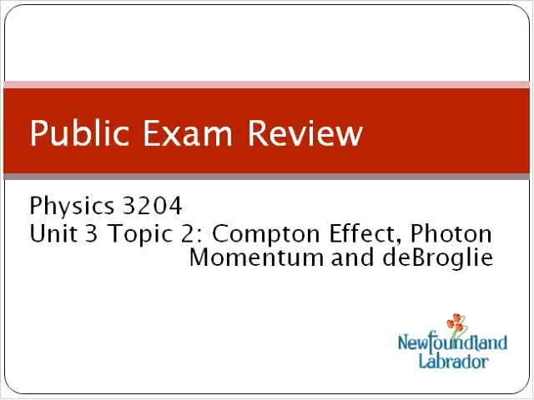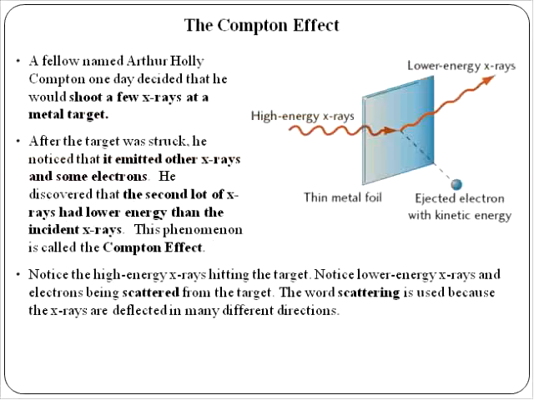So we're going to talk about Arthur Holly Compton. And one day he decided, for some reason, he was going to shoot some X-rays at a piece of thin metal foil, like a piece of tin foil, just to see what would happen. Because Compton had it in his head that if photons can knock electrons off the surface of a metal, then they must have momentum. So he developed this experiment where he shot high energy X-rays at a piece of foil.